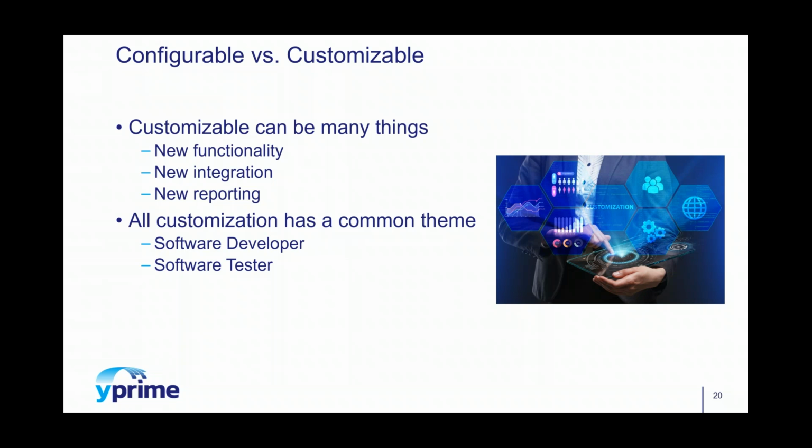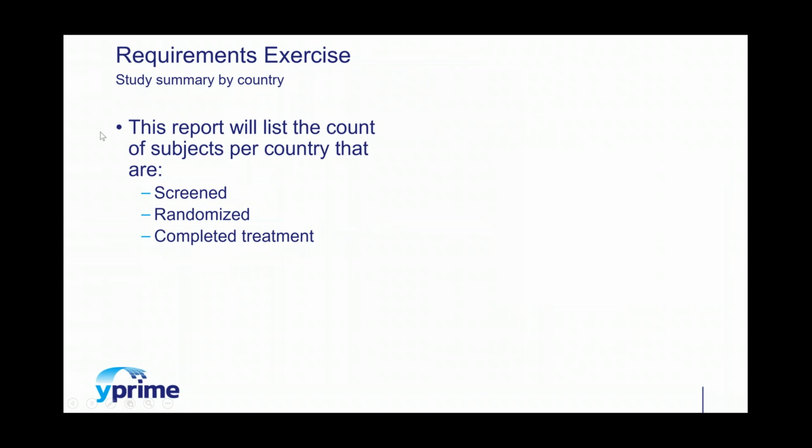Now, all of these things have two common themes. Customization requires a software developer. Customization then also requires a software tester. If you're customizing something, a developer is writing code, and a tester has to test that code. So before, we talked about a requirements exercise, and no, I'm not going to ask you to get your pen and pencil again, but we can talk through this one.